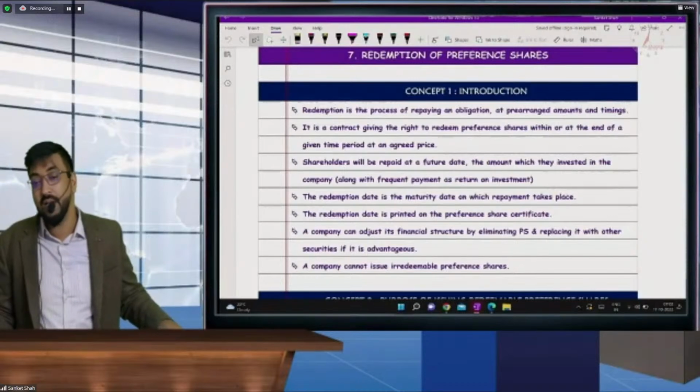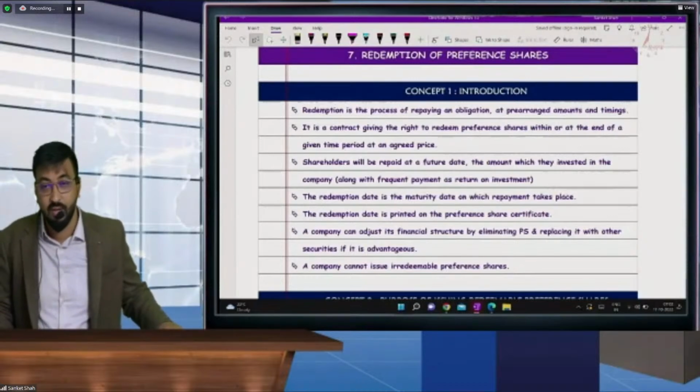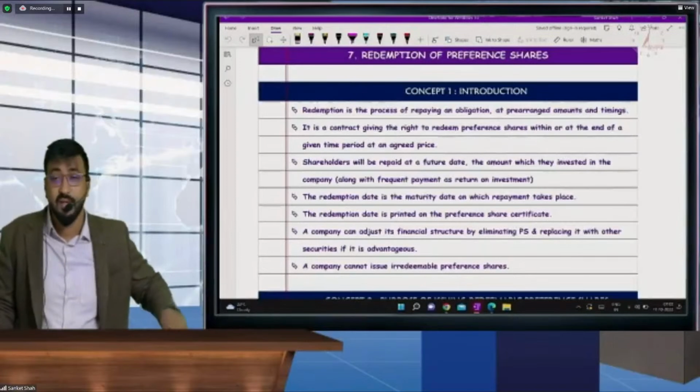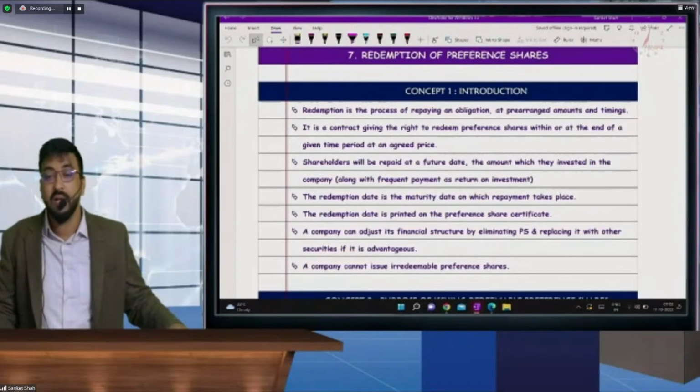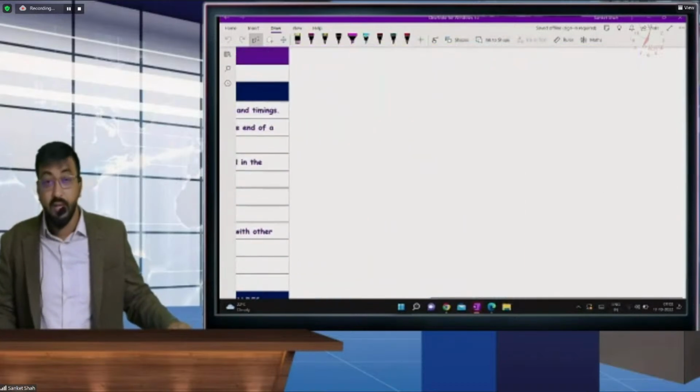So second rule is debit the receiver, credit the giver. Real account: debit what comes in, credit what goes out. Nominal account: debit all expenses and losses, credit all incomes and gains. Personal and real accounts are carried to the balance sheet, and nominal accounts are transferred to P&L. Friends, in the modern approach: asset debit balance, liability credit balance, expenses debit balance, income credit balance, and capital credit balance.